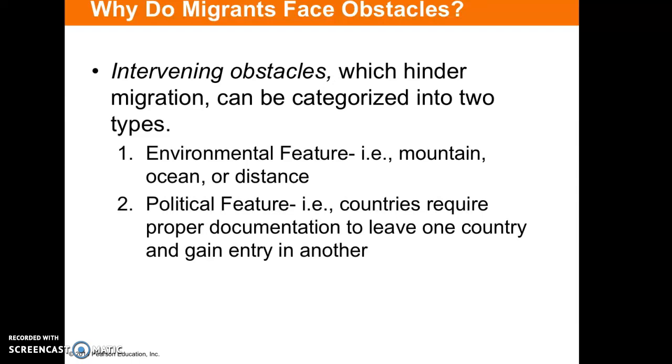And the second one, which is a bigger one today, is political feature. So in modern times, the fact that you need to have proper documentation to leave one country and gain entry to another. That many times you have to apply online to get these documents.